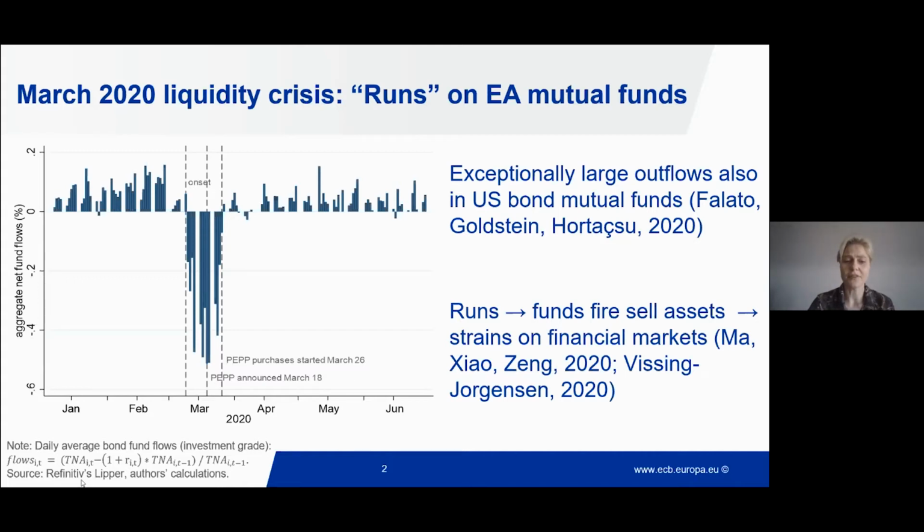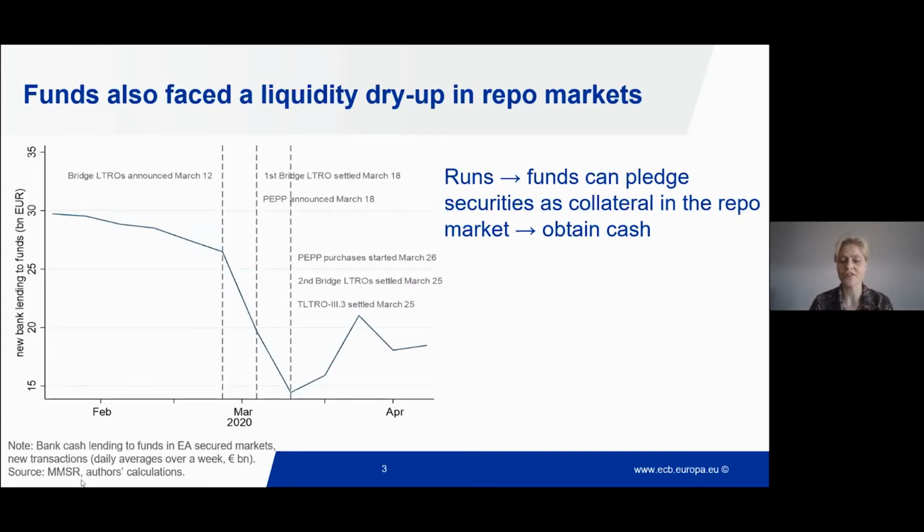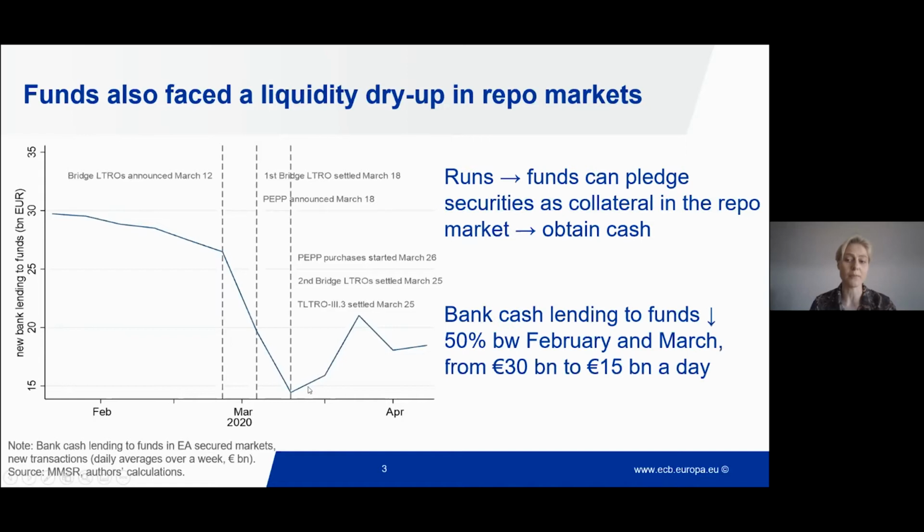One way to get liquidity for a fund when it faces a run is to sell the assets it holds. Another way is to pledge the securities it holds as collateral in the repo market to obtain cash. What we document is that funds also faced a liquidity dry up in the repo market. This chart illustrates that. It shows new bank lending to mutual funds in billions of euros between February and April of 2020. Again, you see this very large decline in lending. In fact, lending went down by 50% between February and March, from about 30 billion a day at the beginning of February to as little as 15 billion a day by the end of March of 2020.